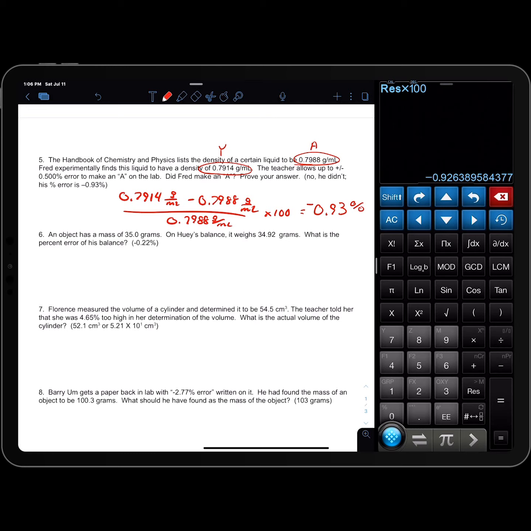We have number 6. An object has a mass of 35 grams, so this is the actual value. Huey weighs it to be 34, so that's the your value. So we'll go 34.92 grams minus the actual mass of this object, divided by the actual mass of the object, times 100. Okay, it's going to give us our percent error. Calculator time. 34.2.